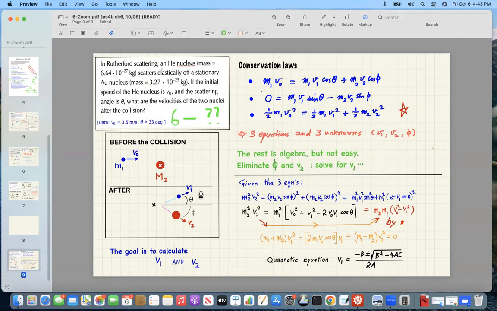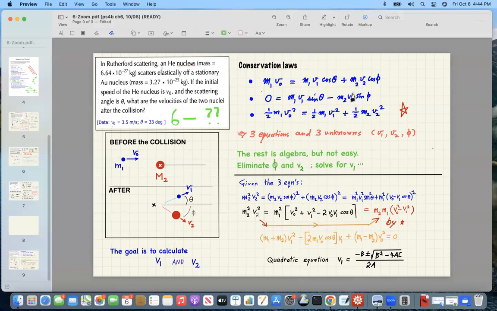How do you solve this problem? Well, it's always the same. You first draw a picture, then you write down the equations, then you analyze the equations with algebra, then you plug in the numbers. So in this problem, you have to calculate V1 and V2, the speed of the 2 isotopes after the collision. You get that from conservation laws. So here's a conservation law in the x direction of momentum. Here's a conservation law of momentum in the y direction. Here's a conservation of energy because it's an elastic collision.